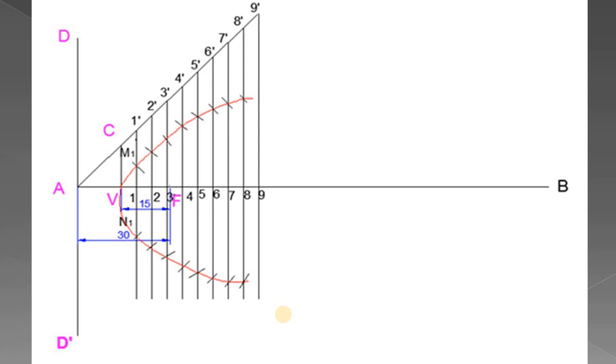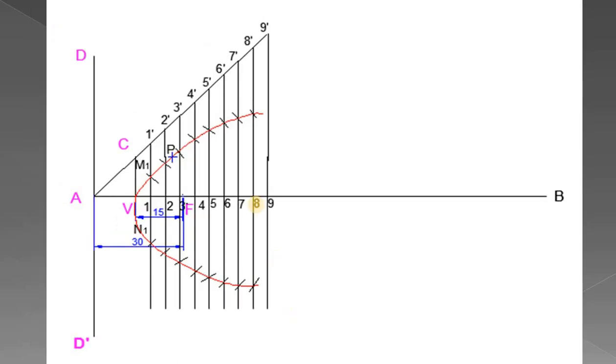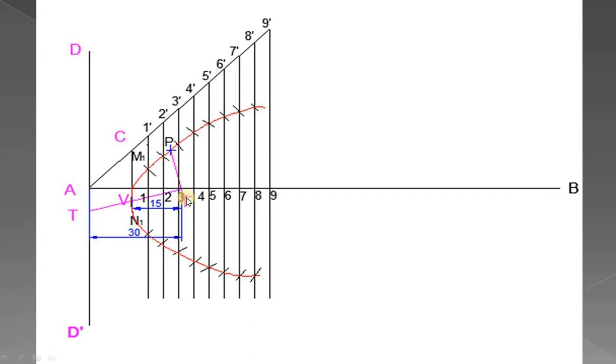The next step is to draw the tangent and normal. For that, in the question they have asked to mark any point on the curve. So I have marked a point P here. You can mark anywhere you want. I have marked it here. Then join P and F.